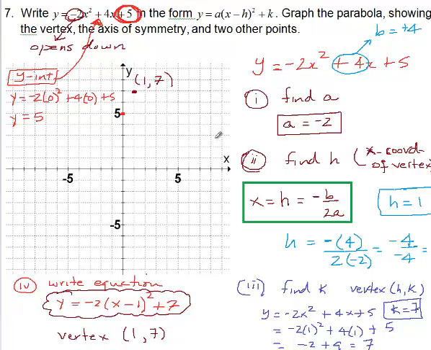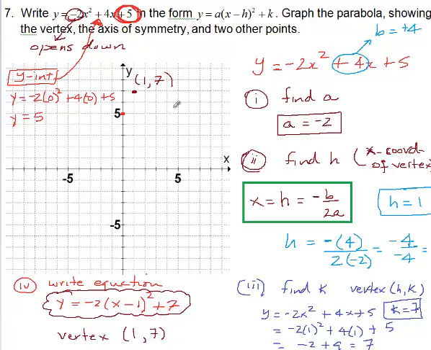Right? Now it's symmetric. So if 0 is 1 unit away from the vertex, right? If it's 1 unit away from the vertex, which it is, then the other point, symmetric to that, is 1 unit away on this side. So the other point's going to be right there. Okay? And that'll give you your 2 extra points.